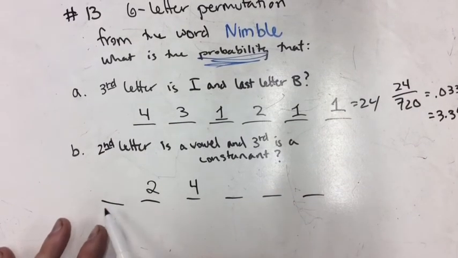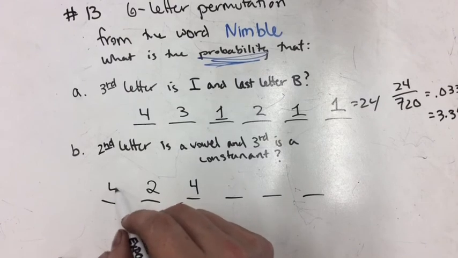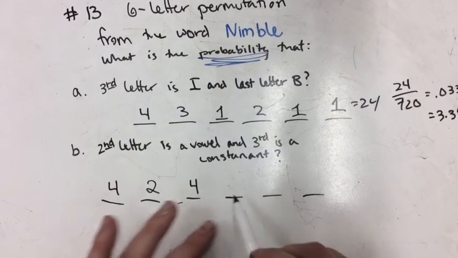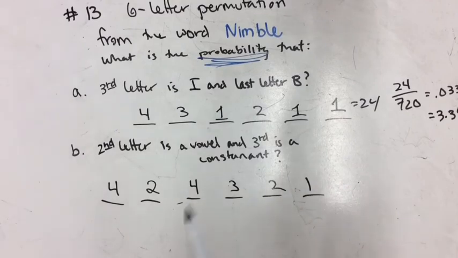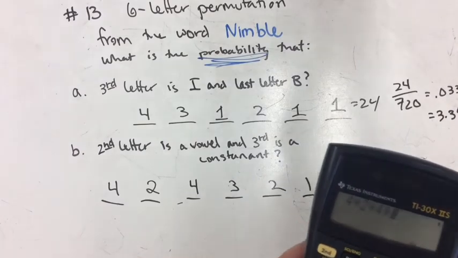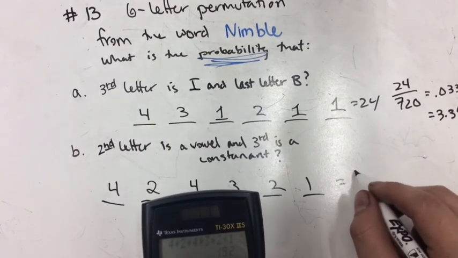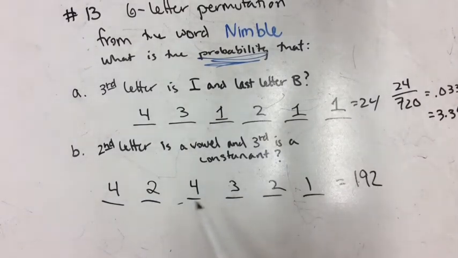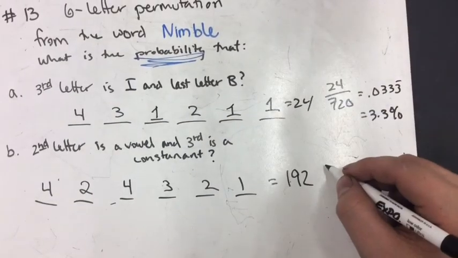Now we have to realize how many choices we have left for the first position. Well, we've used 2 out of the 6. So we have 4 more choices that can go here. And then over here we have 3, 2, and 1. So let's multiply this. This is 4 times 2 times 4 times 3 times 2 times 1 is 192. So there's 192 ways in which we can have a second letter as the vowel and a third letter as the consonant. However, we want this as a probability.